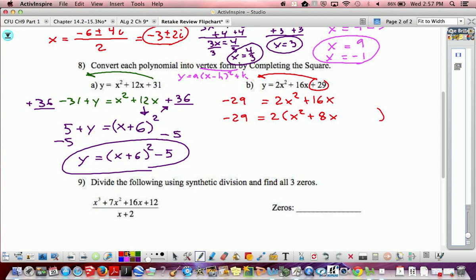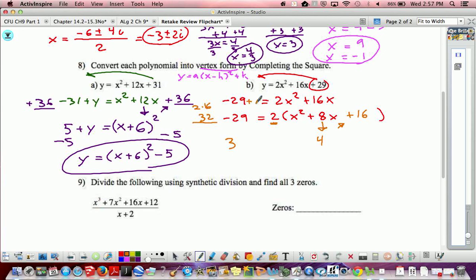Now I can complete the square. Half of 8 is 4. 4 squared is 16. This is the tricky part. The number I put over here is not 16. It's actually 32 because I added 2 sets of 16. The 2 times 16 is what I genuinely added to that side of the equation. So now I get 32 minus 29 is 3.